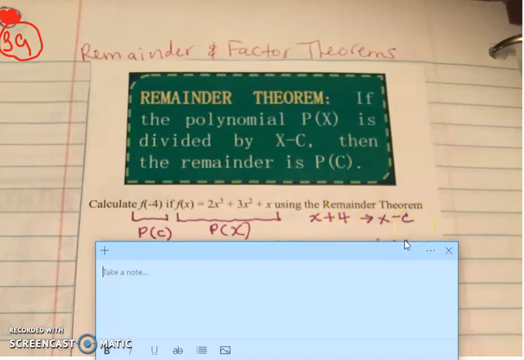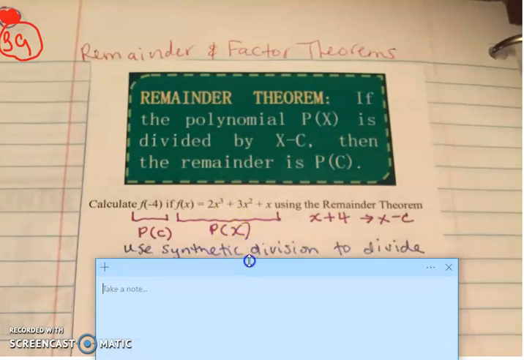So I could use long division. I could take x plus 4 as my divisor, and I could use f of x, or in this case p of x, as my dividend, and I could figure out what the remainder is. You're more than welcome to do that and try it. Remember, synthetic division is a lot faster though, so I'm going to go ahead and use that one instead because it takes up a lot less room and it's going to be a lot faster.